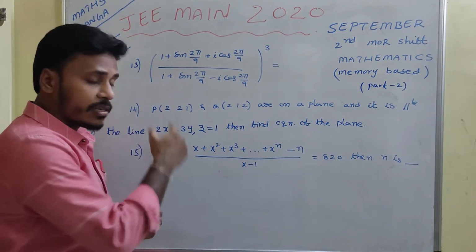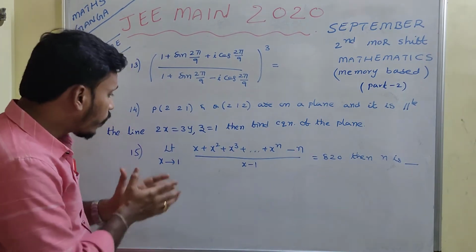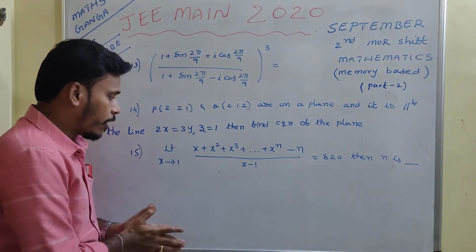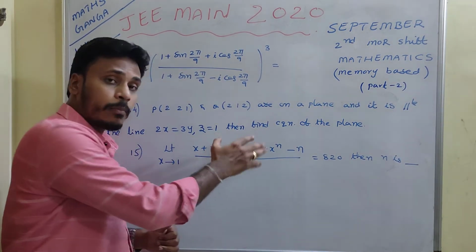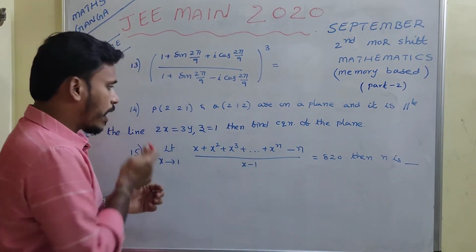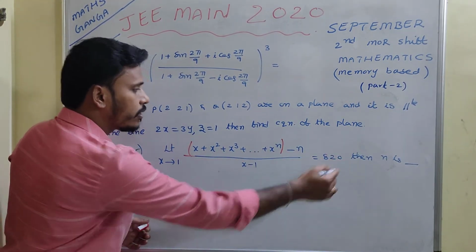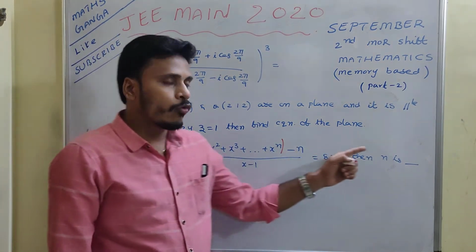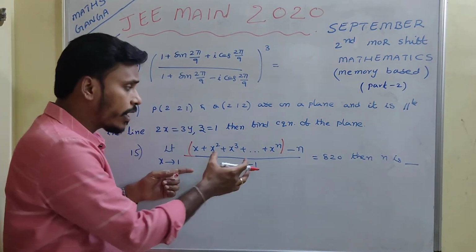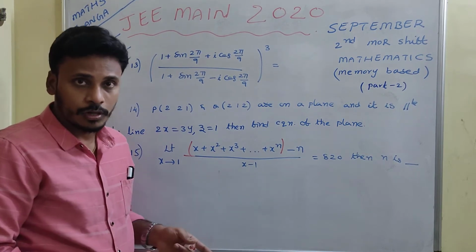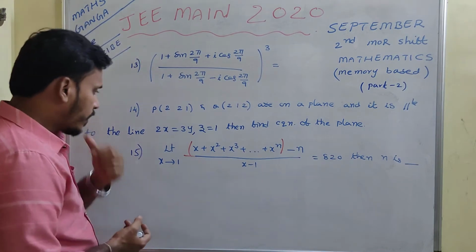See, already I discussed the remaining problems in part 1 and in this part, and now the 15th one. See, now the question is from the limits. Just have a look. Limit x tends to 1, (x + x square + x cube + and so on + x power n minus n) divided by (x minus 1) is equal to 820. Then we need to find the value of n. See, this is a very familiar question. Usually you will get this question in each and every material in the book, and I think everyone knows about this question. To solve, just look at the problem.